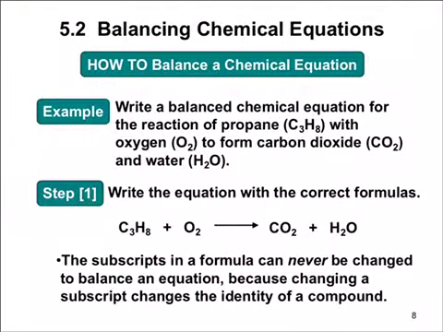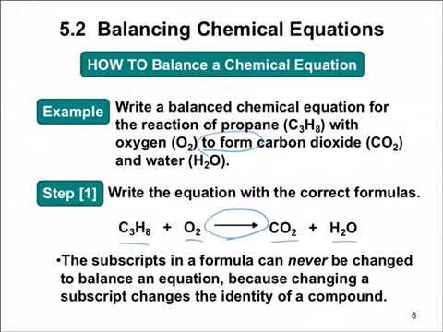So let's balance a chemical equation. The example here is: write a balanced chemical equation for the reaction of propane, C3H8, with oxygen to form carbon dioxide and water. Reactants go on the left side, products go on the right. So we're reacting propane with oxygen, C3H8 plus O2. Then we use our arrow to say that the reaction is occurring. And we're making, how do I know? Because it says to form carbon dioxide and water, so CO2 and H2O.